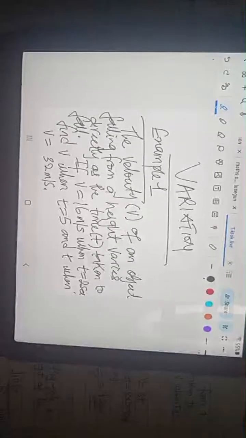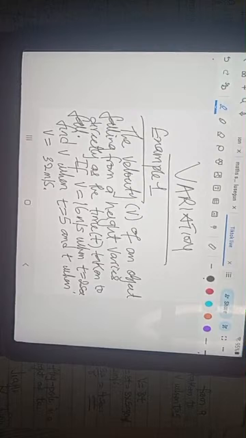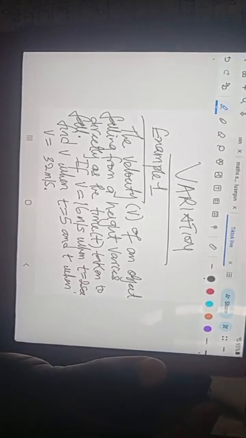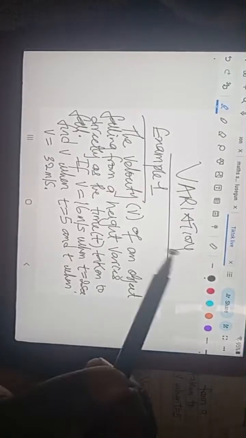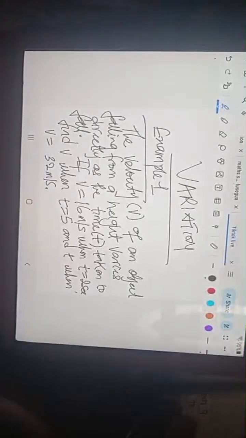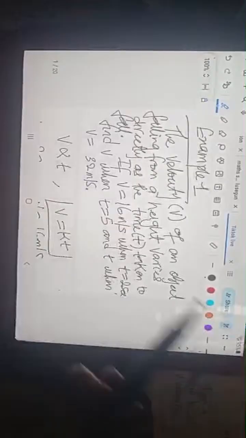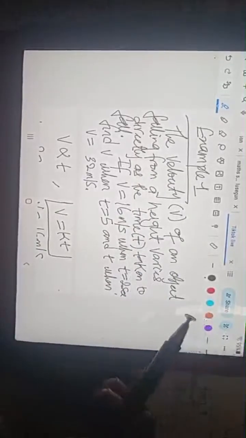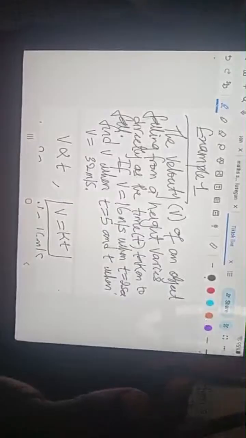So the revision, this is what I have been able to solve since. We are able to discuss variation. Example 1, the velocity v of an object falling from a height varies with time t. We solve this, we solve it to example 2.